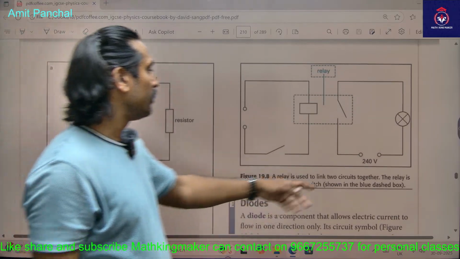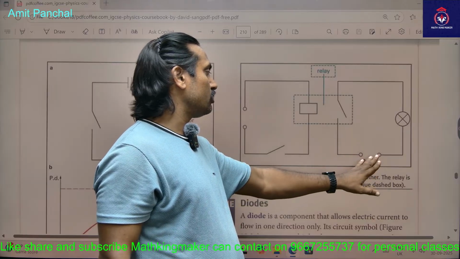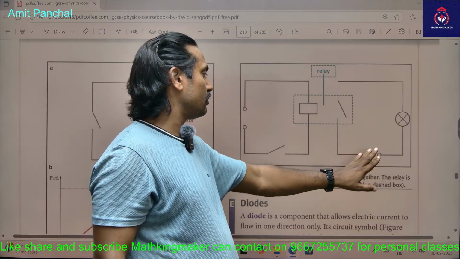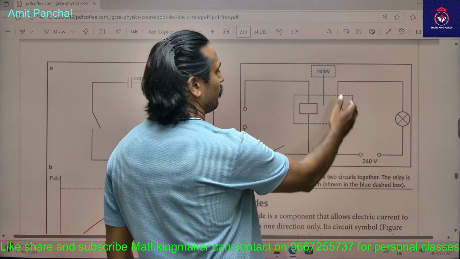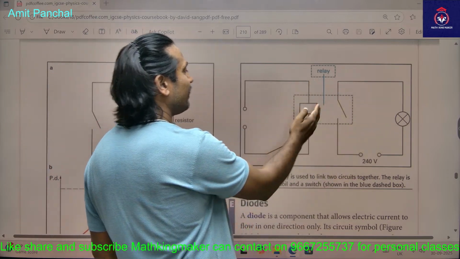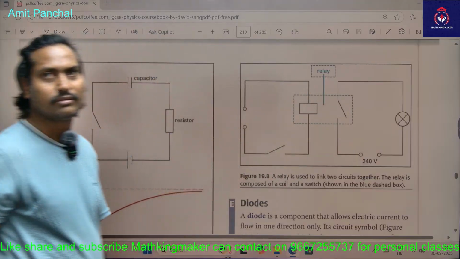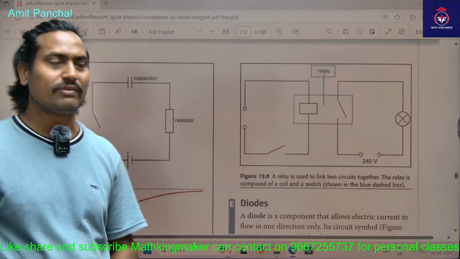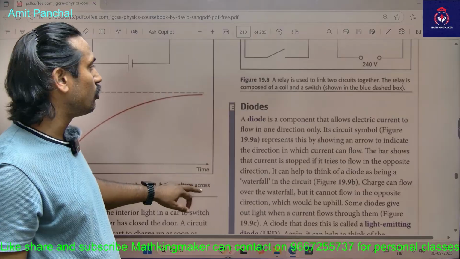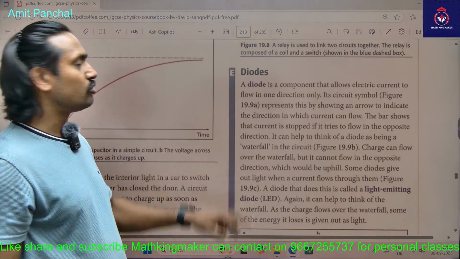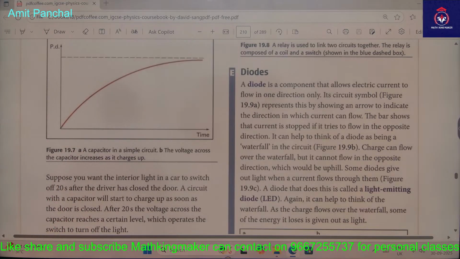As you can see, it's a 240 volt circuit. So we are just switching on this switch, and it operates the relay, and the relay is operating that higher voltage circuit. It is taking care of that higher voltage circuit, so there is no chance of shock to the operator.